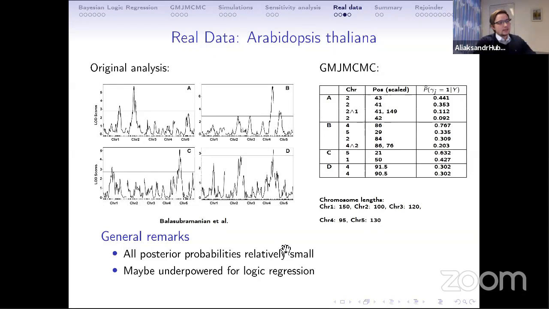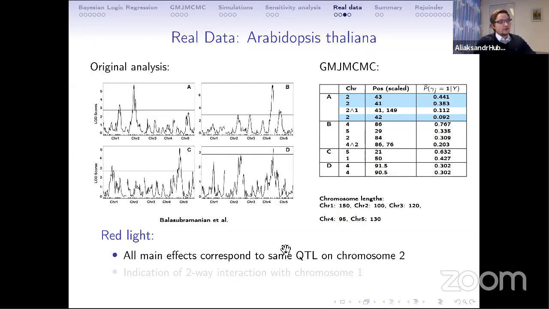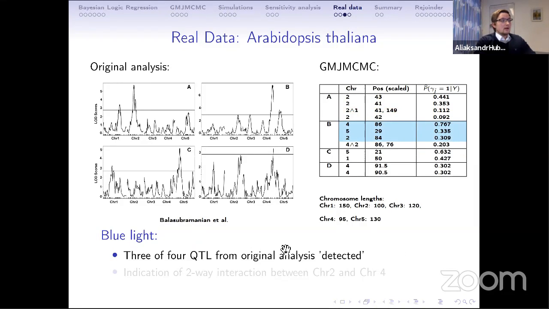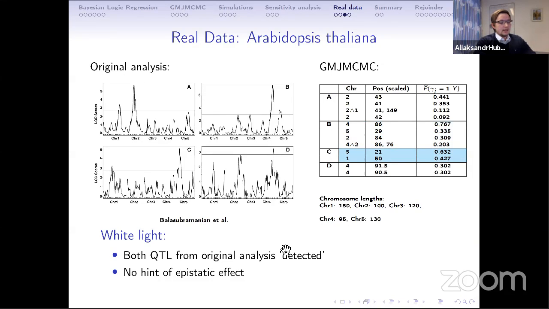If we compare the results to the original study, we can see that for the red light, we are pretty much recovering the same markers. But of course, in addition, we could recover this indication of a two-way interaction between chromosome 2 and 1. For the blue light, we were recovering 3 of the four original markers. In addition, we see an indication of an epistatic effect between the two chromosomes. For the white and far red light, we were recovering exactly the same markers as in the original study.